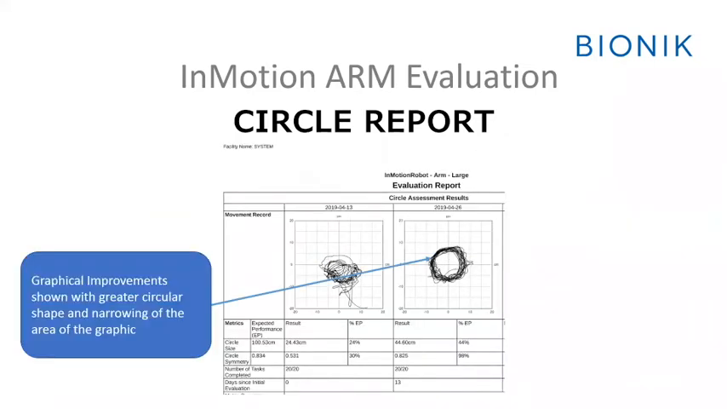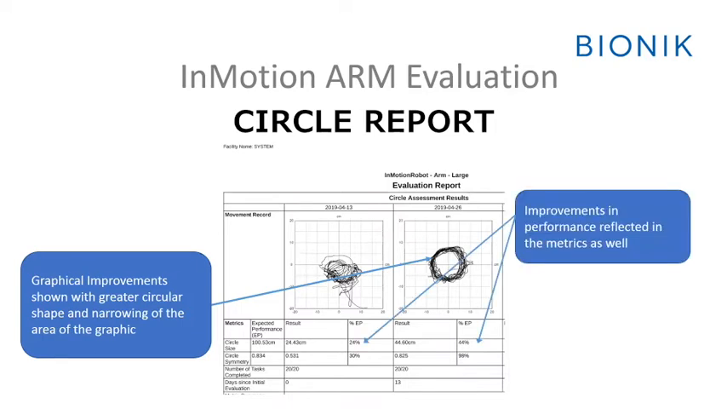On this report as well, we can see graphical improvements shown by the greater circular shape and the narrowing of the area of the graphic. This indicates usually an improvement in coordination. We also see improvements in performance reflected in these metrics. So we see in circle size, here this patient improved from 24% of expected performance to 44% of expected performance.